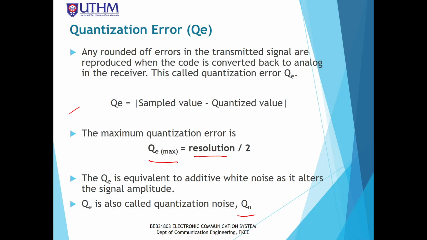Okay. So you see that, for example, if the sample value is 1.6, I rounded up to the nearest quantized level, 1.5. That means the error would be 0.1 volt. Okay, and this is the quantized error, or the quantization noise. And the maximum QE would be the resolution divided by 2. So we're going to see the example later about this.